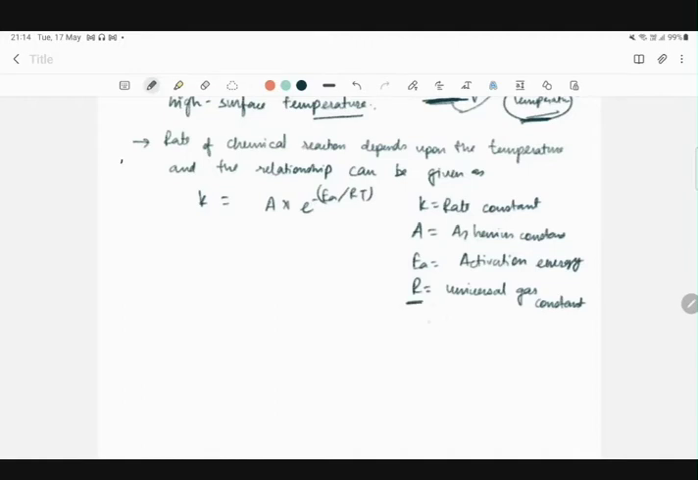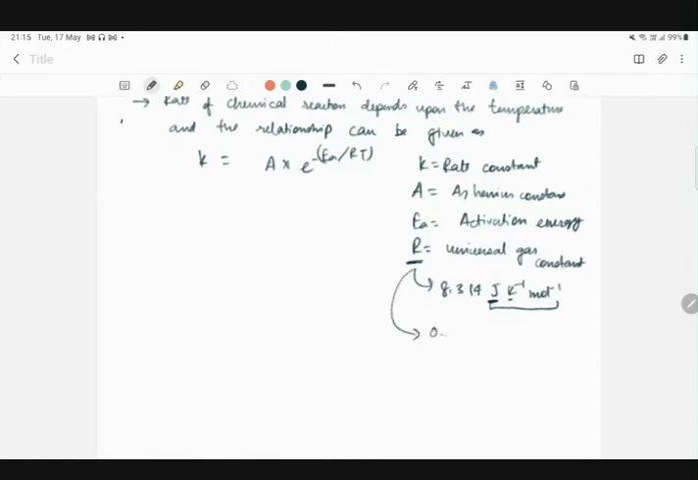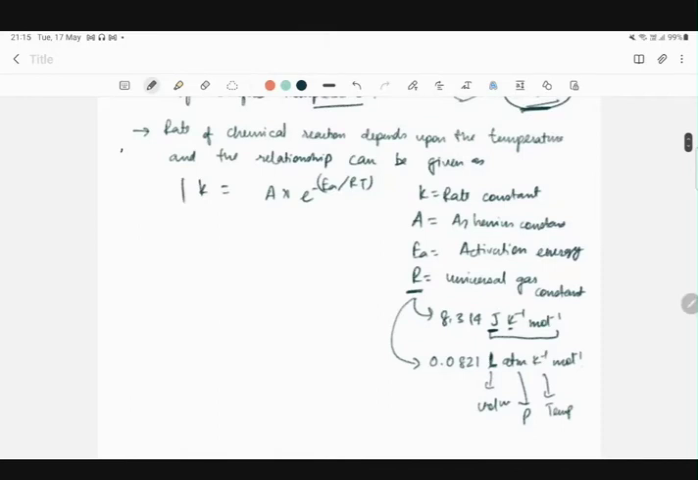You know the value of R, na? The value of R is 8.314 joule Kelvin inverse mole inverse. If we express R, the universal gas constant, in terms of energy, then we write joule Kelvin inverse mole inverse. The other form is R = 0.0821 liter atm Kelvin inverse mole inverse. Liter is for volume, atm is for pressure, Kelvin is for temperature, and mole is for number of atoms. So this formula gives the rate constant of a chemical reaction.